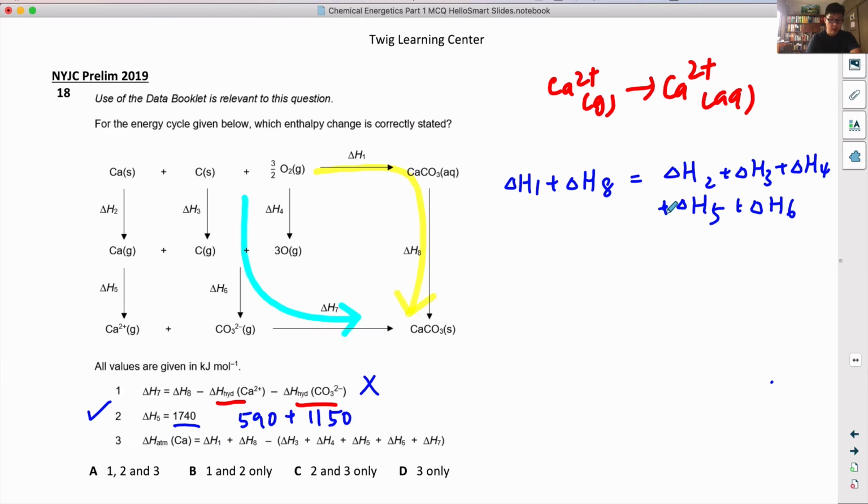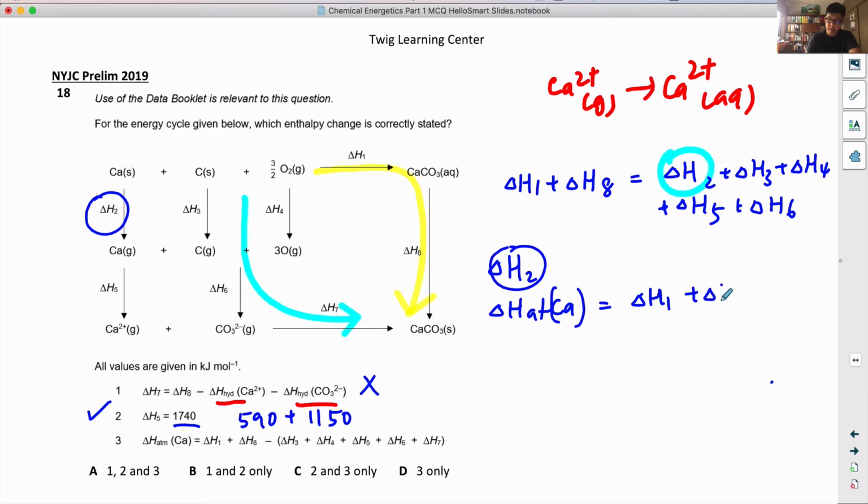Plus H6. But atomization, because they want atomization of calcium, is actually H2. H2 is actually this one here, the atomization of calcium. I keep saying carbon, but it's calcium. So H2 equals H1 plus H8, and then minus everything else that I added over: H3 plus H4 plus H5 plus H6. So definitely this is also true.